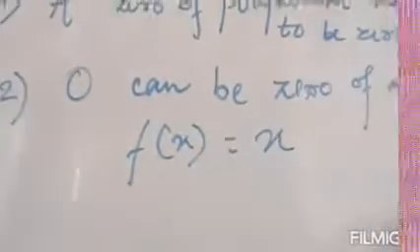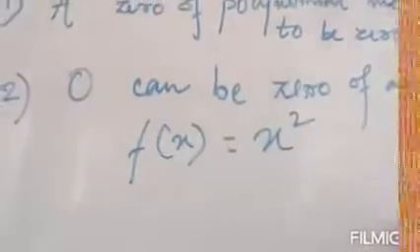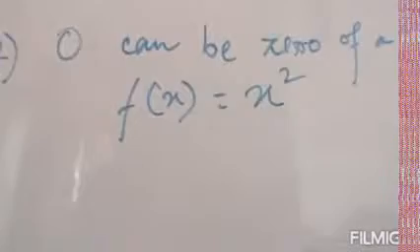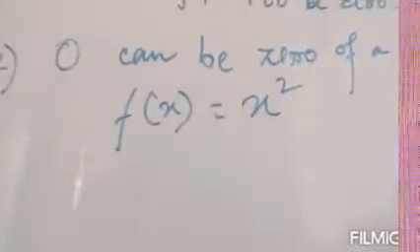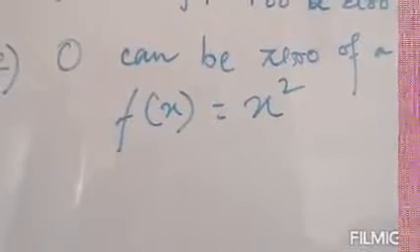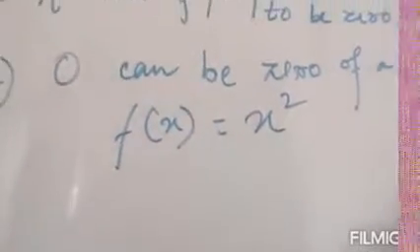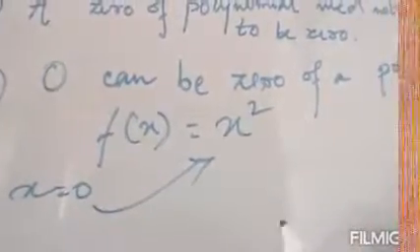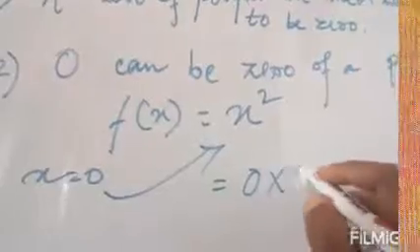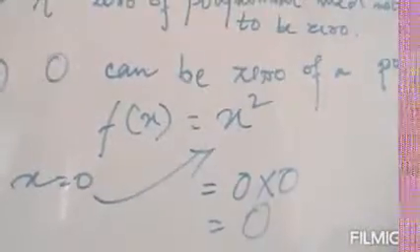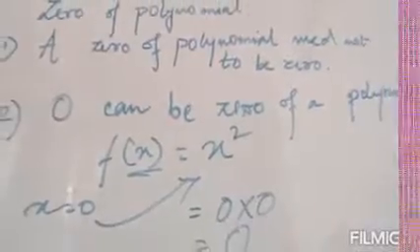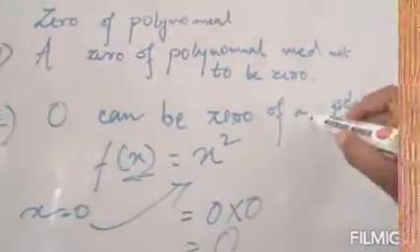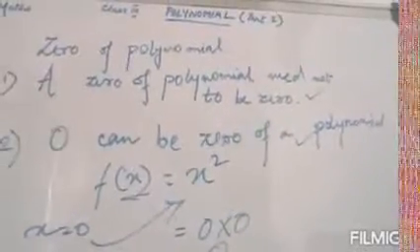Suppose I have a polynomial x square. Now if I substitute the value x is equal to 0 in the polynomial, you see what it comes to? 0 into 0, which means 0. So in this case, 0 is the zero of polynomial. Hence this statement is also true.